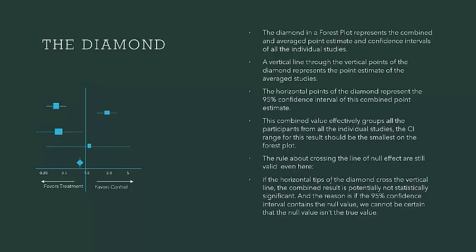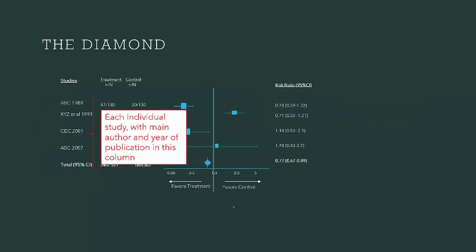So if the horizontal tips of the diamond cross the vertical line, the combined result is potentially not statistically significant. Say for instance it is crossing this line, or even the diamond is on the other side of this line, then the combined result is potentially not statistically significant. And the reason is, if the 95% confidence interval contains the null value, we cannot be certain that the null value isn't the true value. That is the reason.